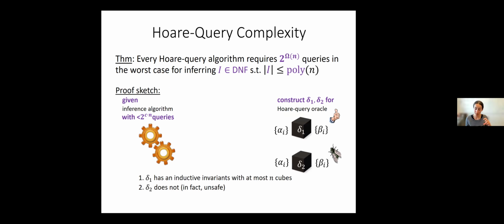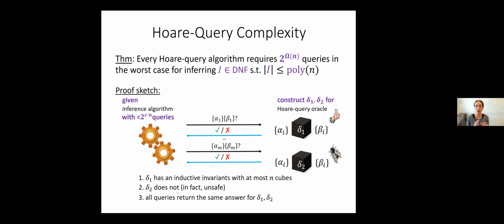But we can construct these delta 1 and delta 2 such that all the answers of the hole query oracle are the same when the algorithm runs on both deltas. The answers are the same. Okay, I will not get into more details. So the proof sketch that you show doesn't even require the assumption of DNF.